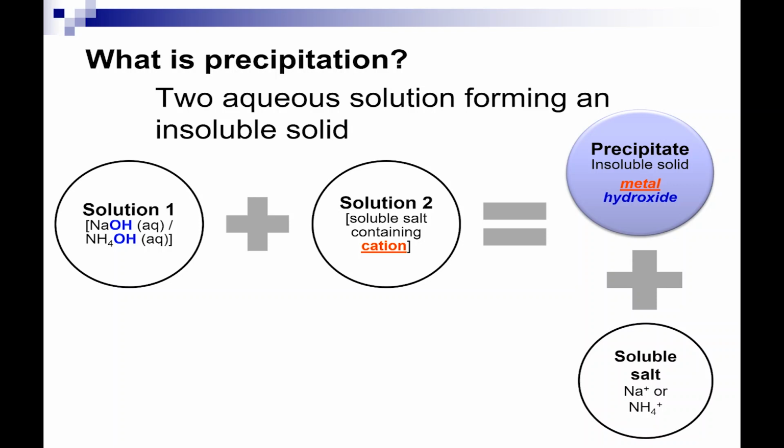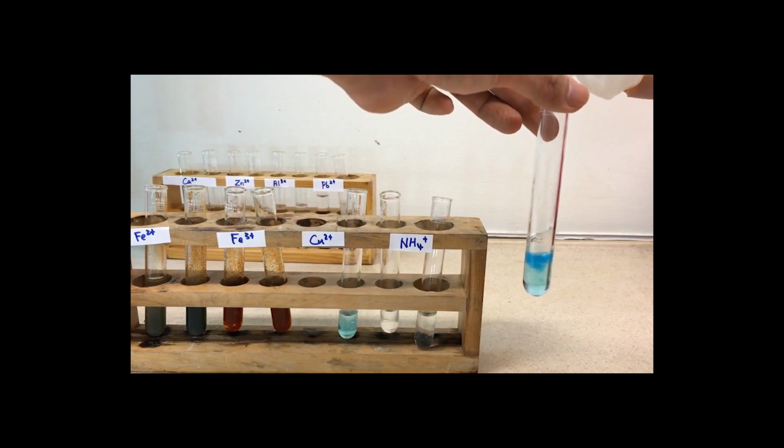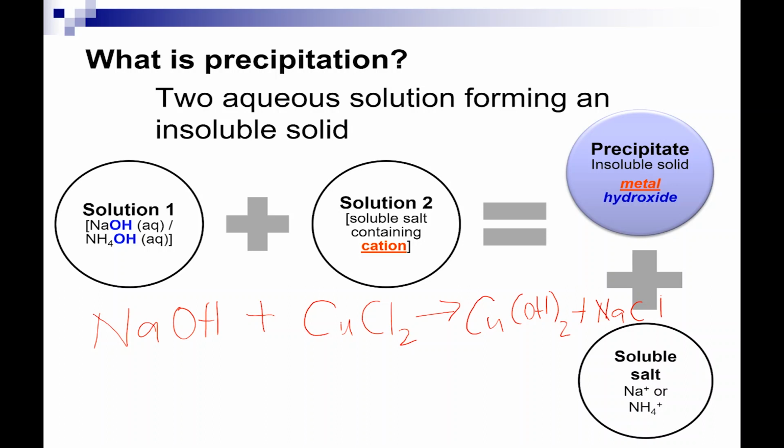It is a reaction whereby two aqueous solutions react to form an insoluble solid. This insoluble solid is known as the precipitate. Now, let us look at an example. For solution 1, let's say we use aqueous sodium hydroxide, and for solution 2, we use copper 2 chloride containing the cation Cu2+. This reaction produces copper 2 hydroxide and sodium chloride. The insoluble solid formed here is copper 2 hydroxide, which is known as the precipitate, or in short, PPT.